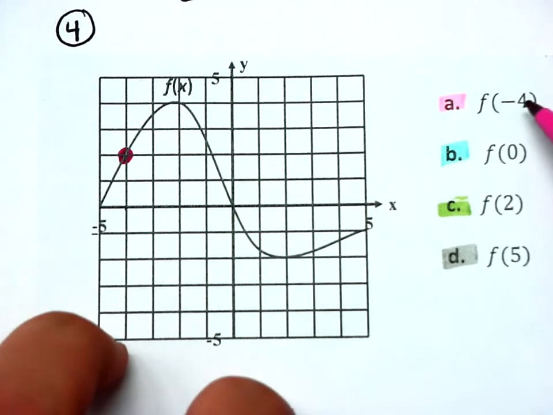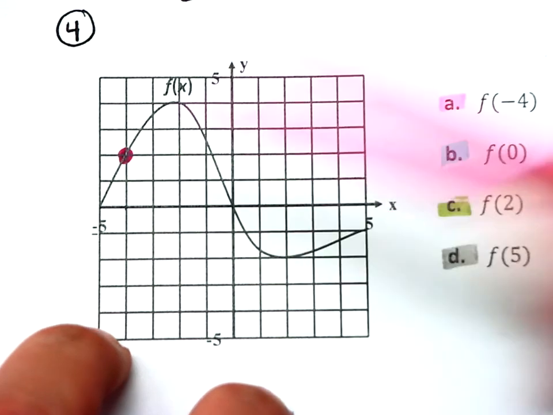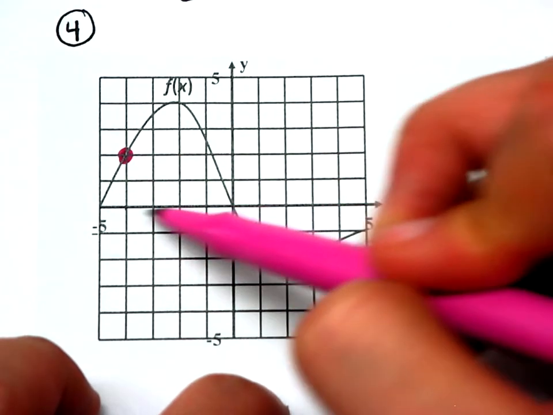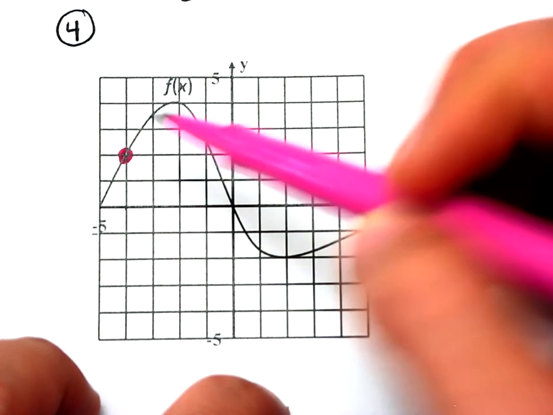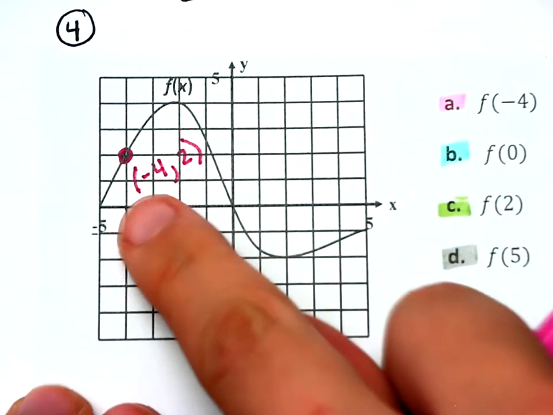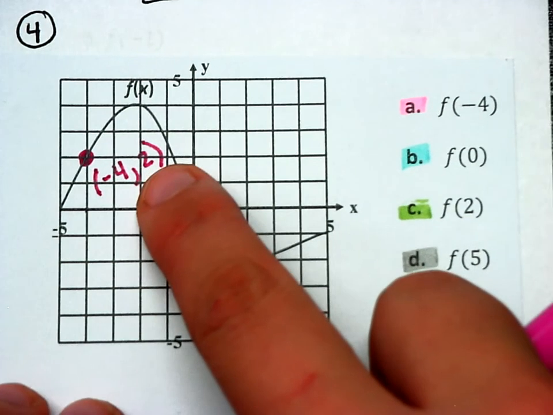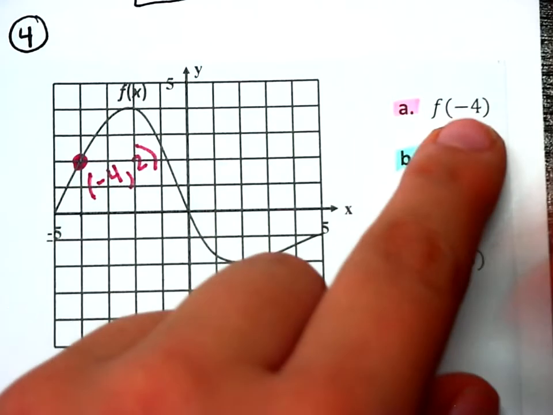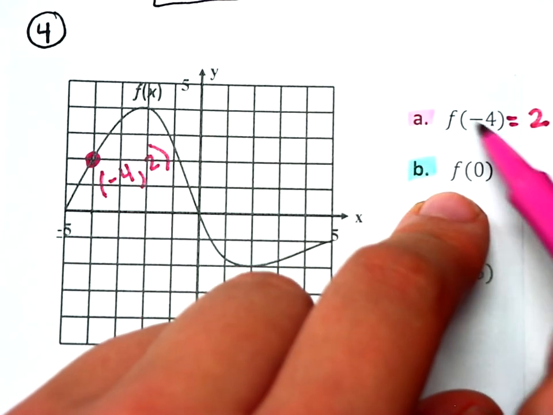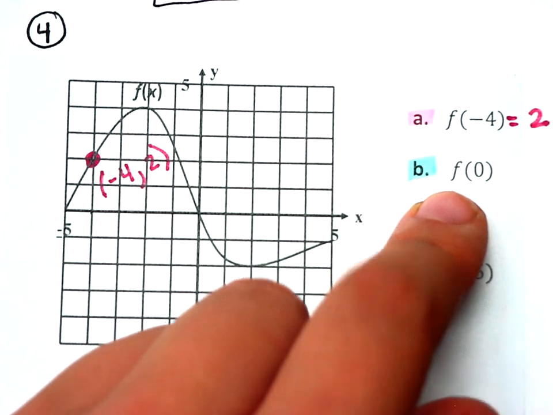At x equals -4, I have a point right here. And our job is to find what is the y value. So let's see, I went -4, up 2. So this point is (-4, 2). See how the x value is -4? And we found the y value. So I can write that f of -4 equals 2. This in the parentheses is the x value. What I get out, or the output, is the y value.